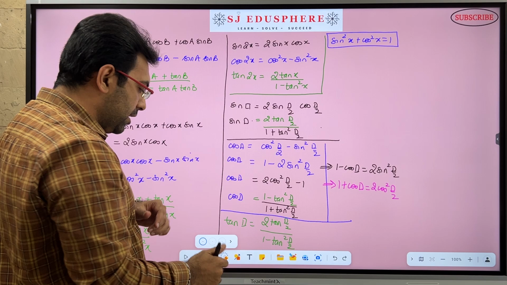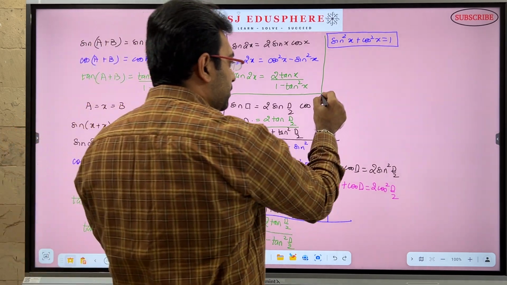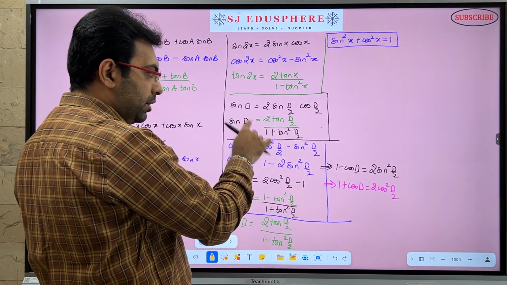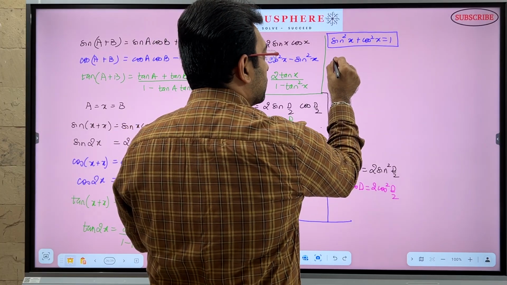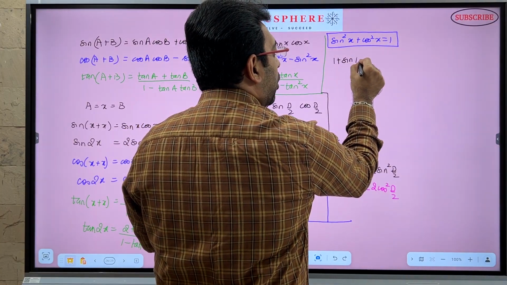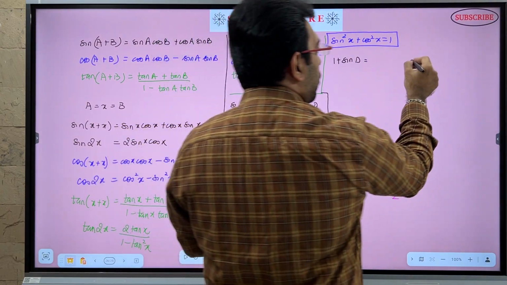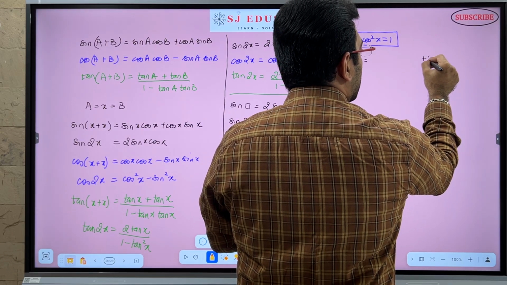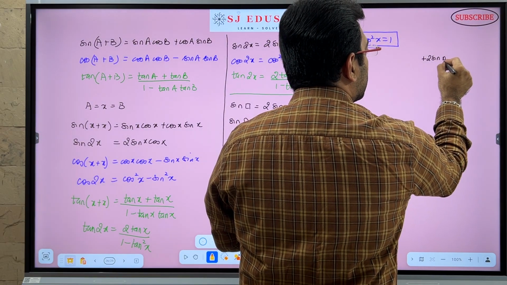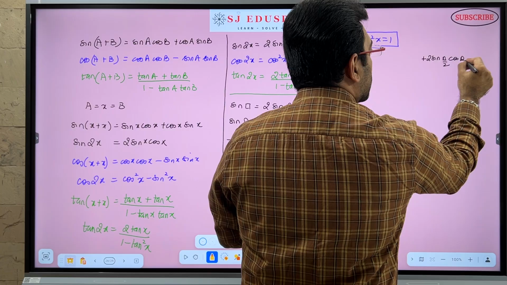Now you dealt with this in cos. Sine should not feel bad. So can I write over here, everyone? If I say 1 plus sine box, is sine box actually 2 sine box by 2 cos box by 2?